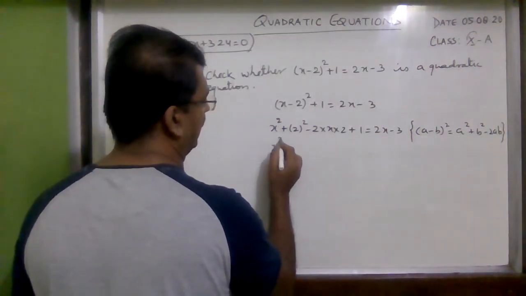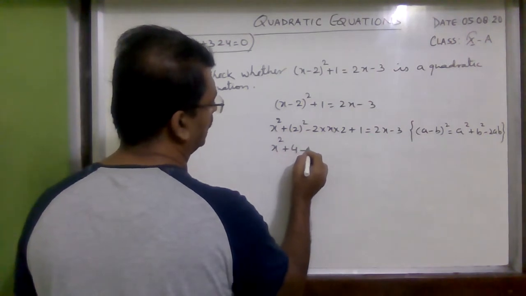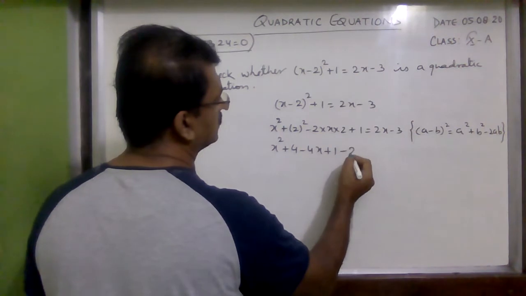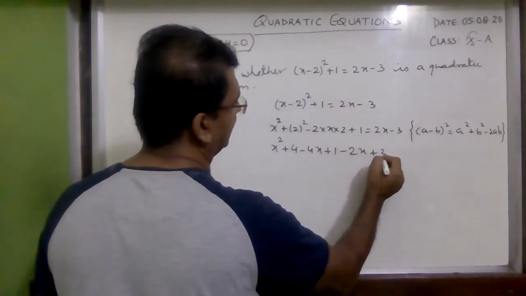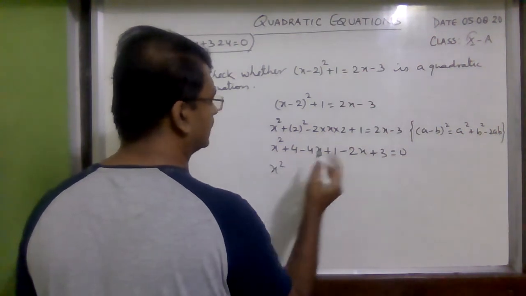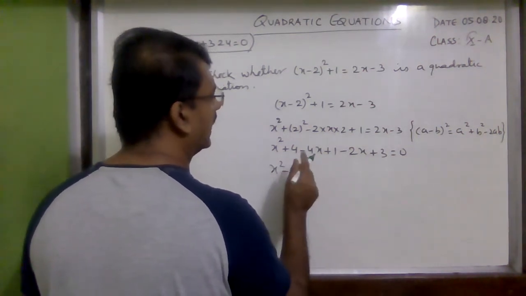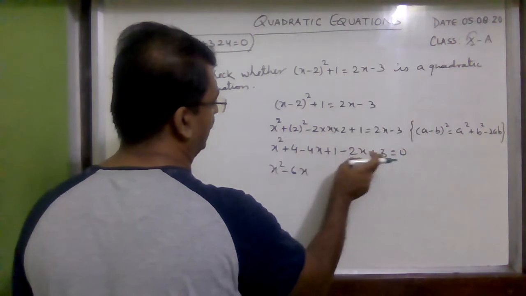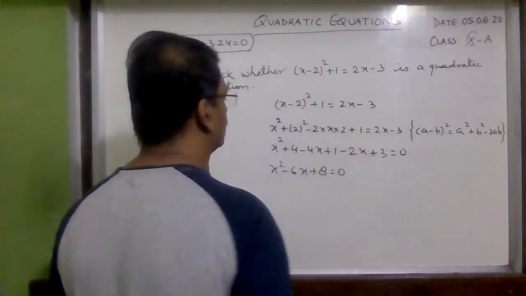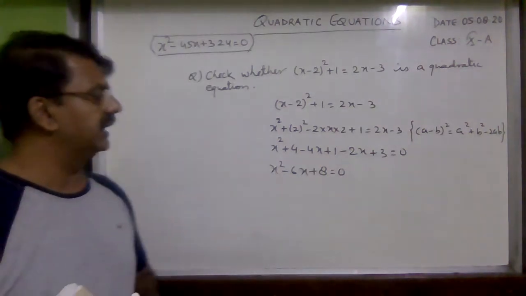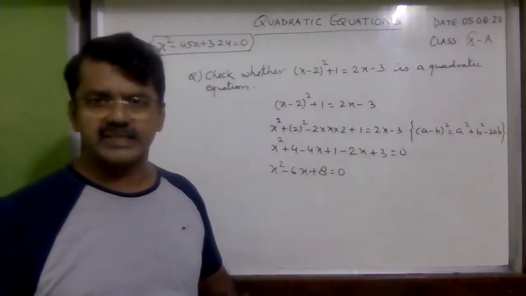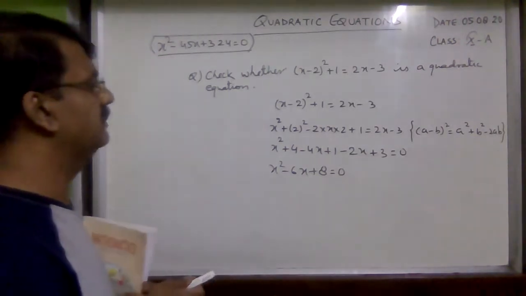So it is x square plus 4 minus 4x plus 1 minus 2x plus 3 is equal to 0. So it is x square minus 4x minus 2x gives you minus 6x. Now 4 plus 1, 5, 5 plus 3, 8 plus 8 is equal to 0. So you can see after solving, the equation is definitely a quadratic equation. You can see that. So your answer will be yes.